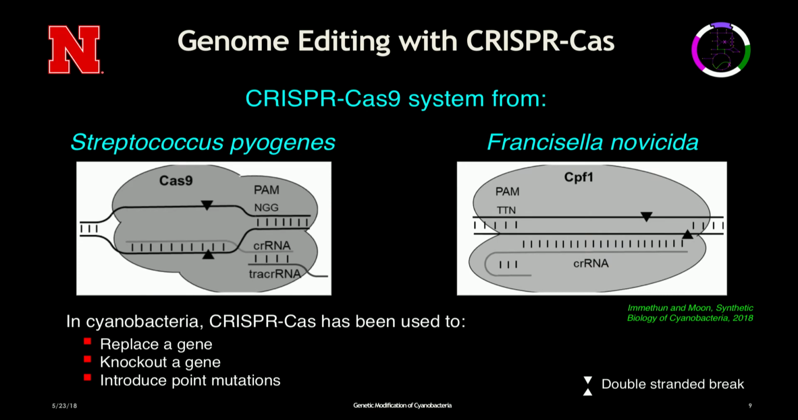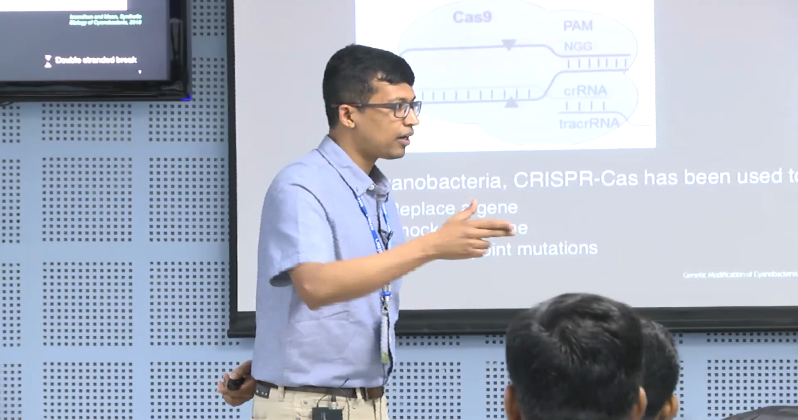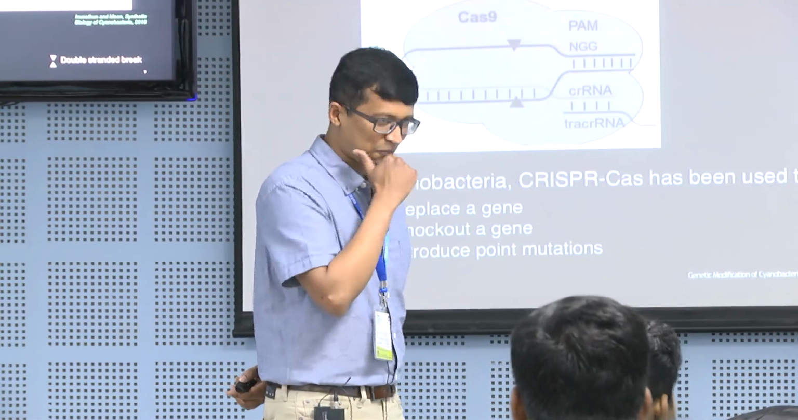So, CRISPR-Cas, how many of you have heard about it? Very hot. What is CRISPR-Cas9? Again, there are different Cas. What is CRISPR-Cas9? What does Cas9 do? It's an endonuclease, which cuts mRNAs, DNAs. I'm just checking.